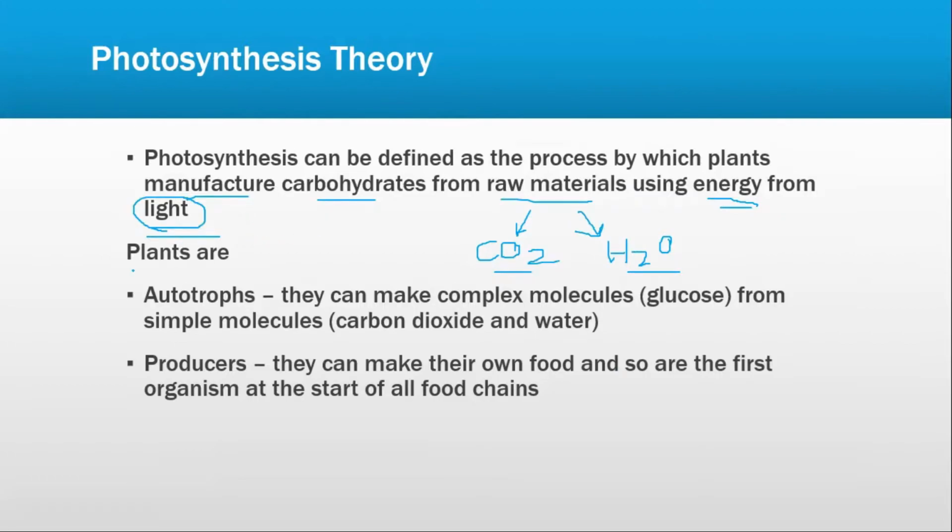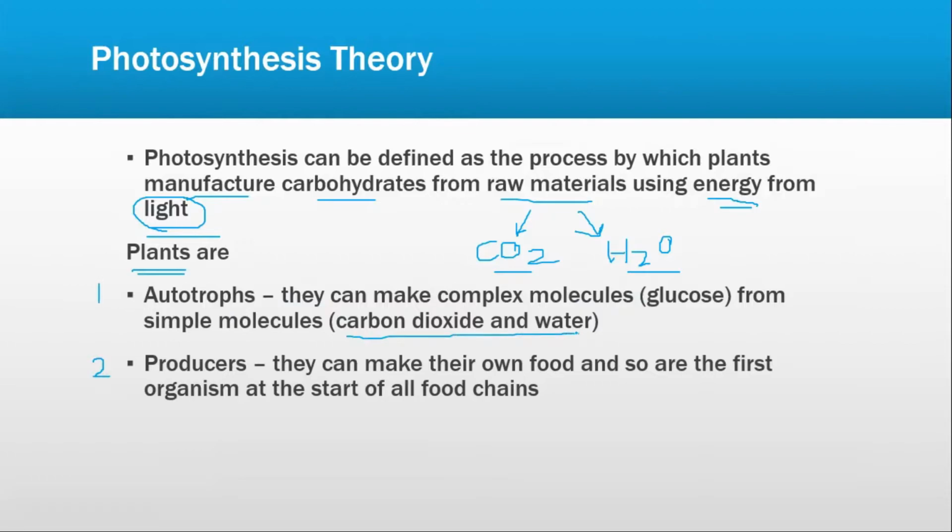Now there are two types of plants when we talk about photosynthesis. The first type is called autotrophs, and the second one is producers. Now, autotrophs are the plants that can make complex molecules, for example, glucose or starch or cellulose, from simple molecules, which are carbon dioxide and water.